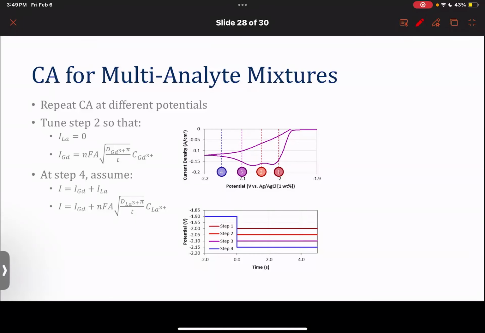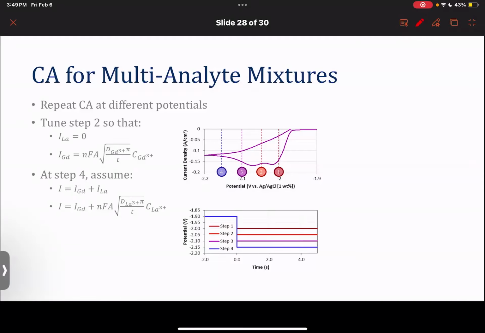Just like we did when finding the diffusion limited region, we're going to look across our cyclic voltammogram to find the different peaks where we could possibly be getting diffusion limited. And here a simple illustration is we have steps 1, 2, 3, and 4 across 2 peaks. This is for gadolinium reduction followed by lanthanum reduction.